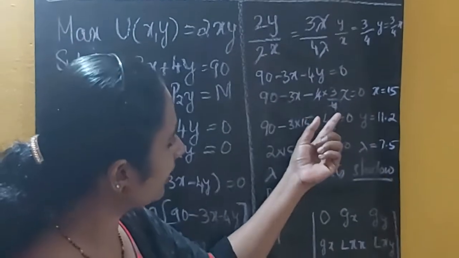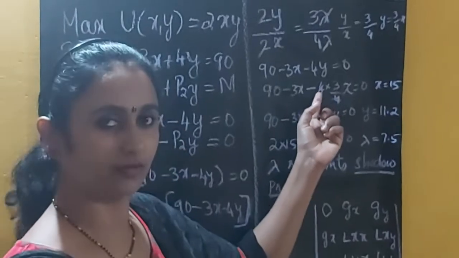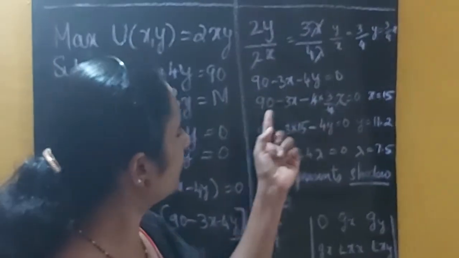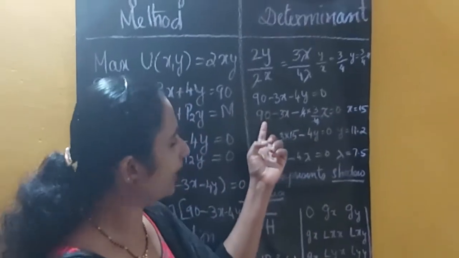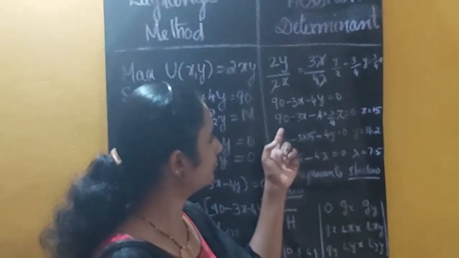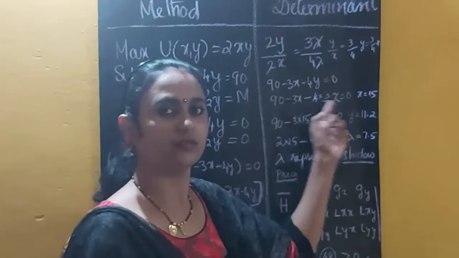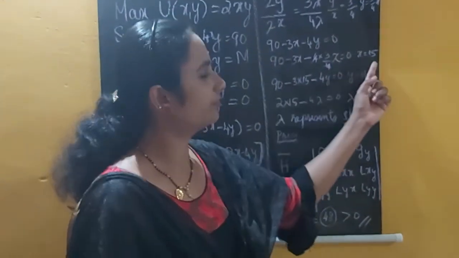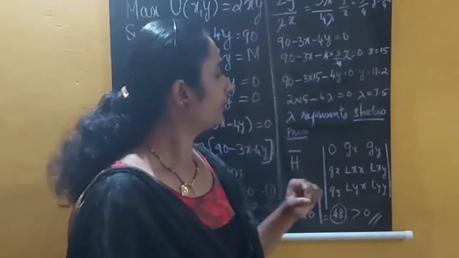So what will we get? This 4 and 4 will get cut off. So 90 minus 3x minus 3x equal to 0. So 90 minus 6x is equal to 0. So 90 equal to 6x. x equal to 15. Okay.